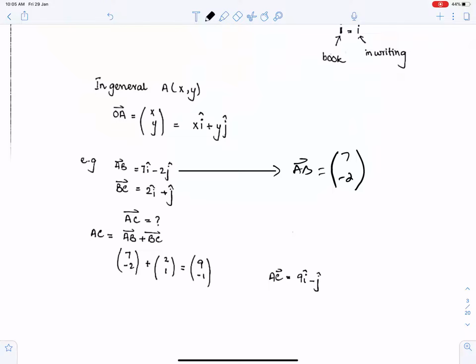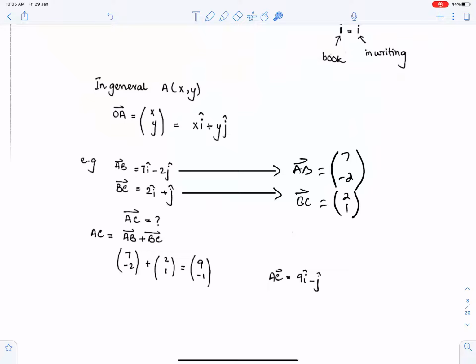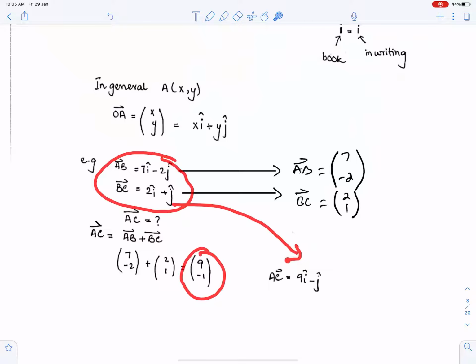This is 7 minus 2. This is 2 and 1. So first write them in column vector form and then find the answer. Like the question is find AC. So AC according to head to tail rule is AB plus BC. This is the answer of AC. But since the question was given in IJ form, therefore you have to give your answer in IJ form. So just represent this column vector in IJ form.